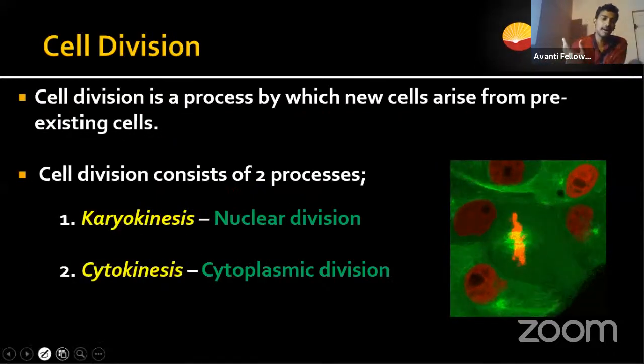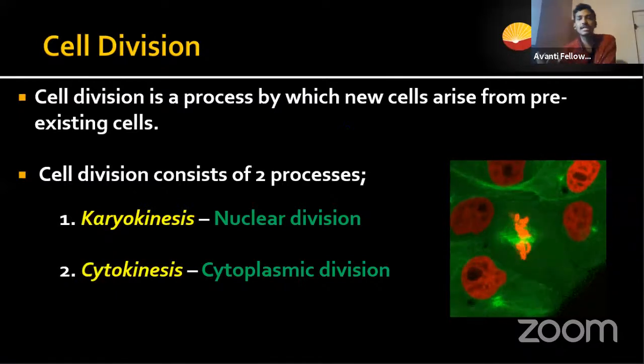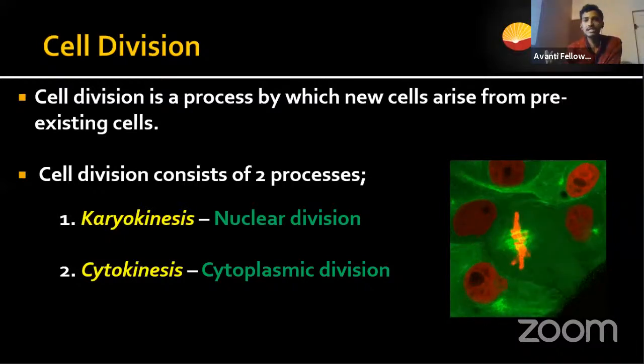So we come to the point we were discussing, which is cell division. What is cell division? Cell division is a process by which new cells arise from pre-existing cells. You can divide cell division into two major processes. Those processes are karyokinesis and cytokinesis.